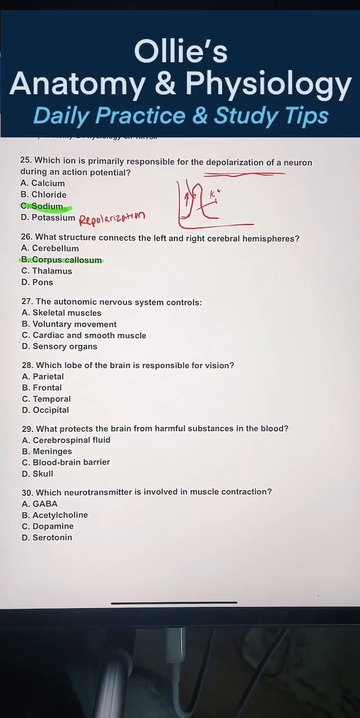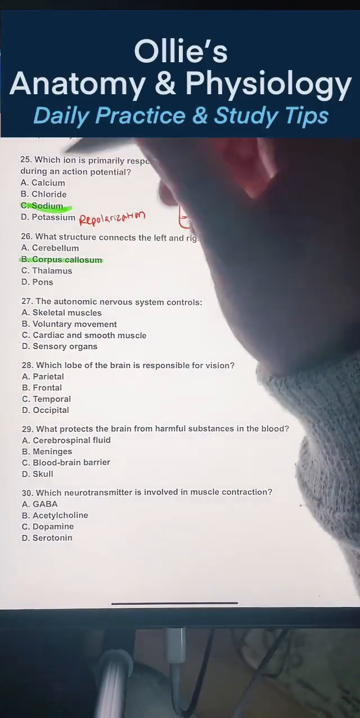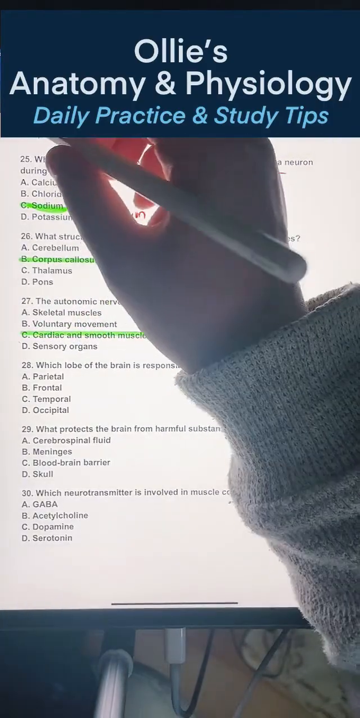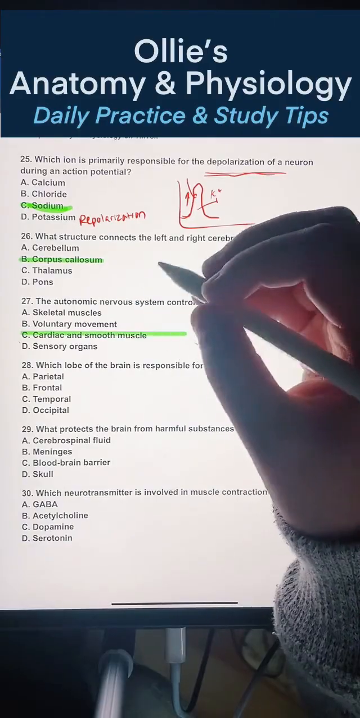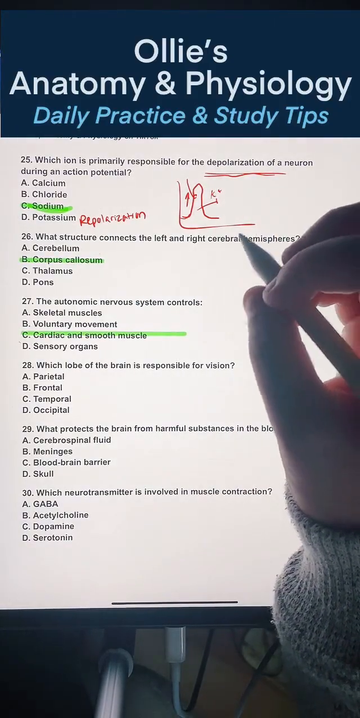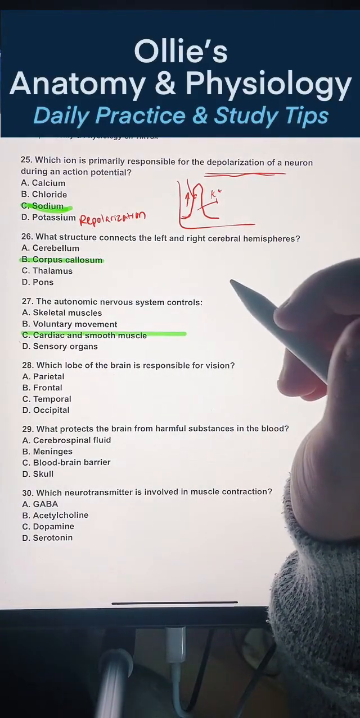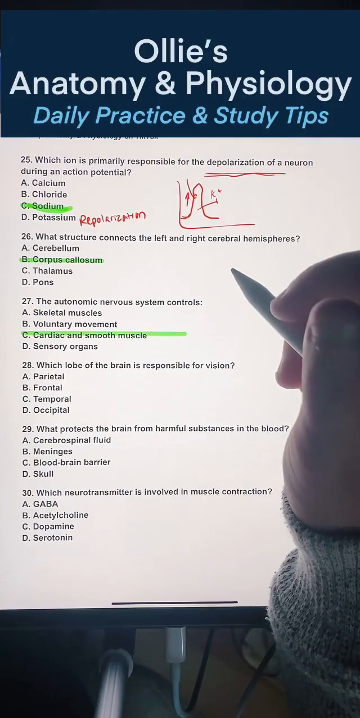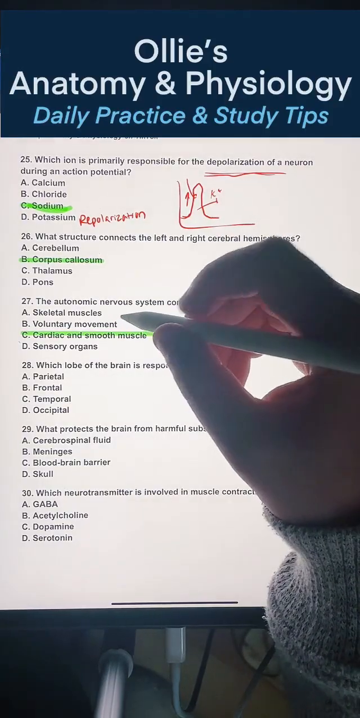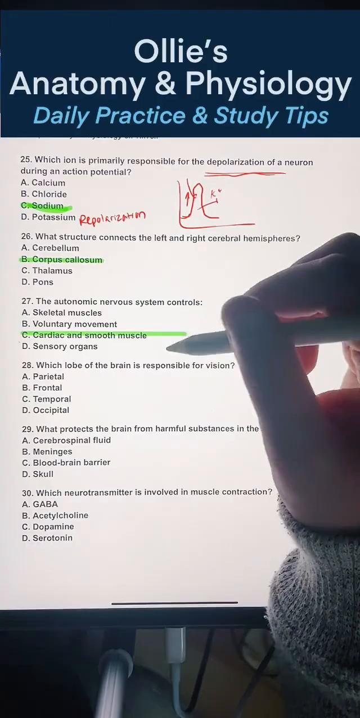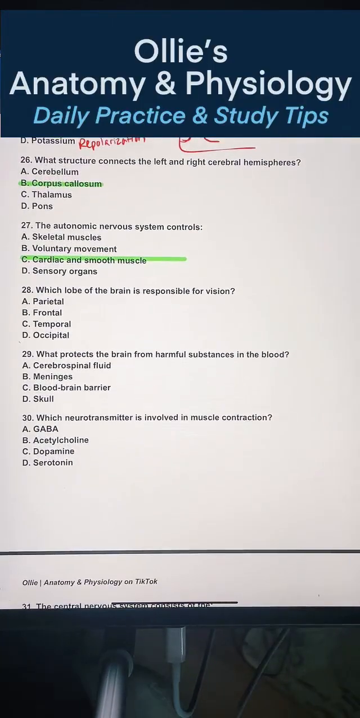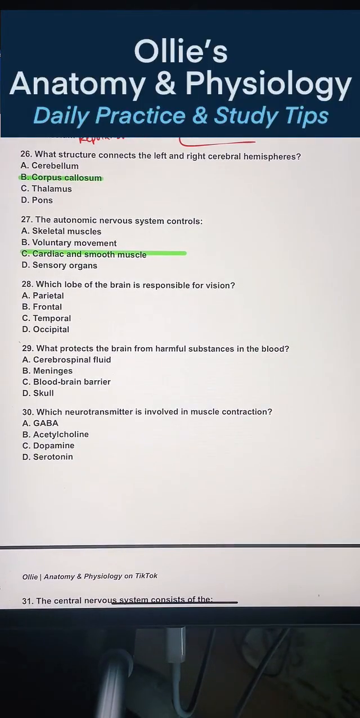Number 27, the answer is C. The autonomic nervous system controls cardiac and smooth muscle, meaning autonomic, automatic. You don't have to think about it. It is involuntary. Skeletal muscles are voluntary, so voluntary movement. Sensory organs, not necessarily. Number 28, which lobe of the brain is responsible for vision?